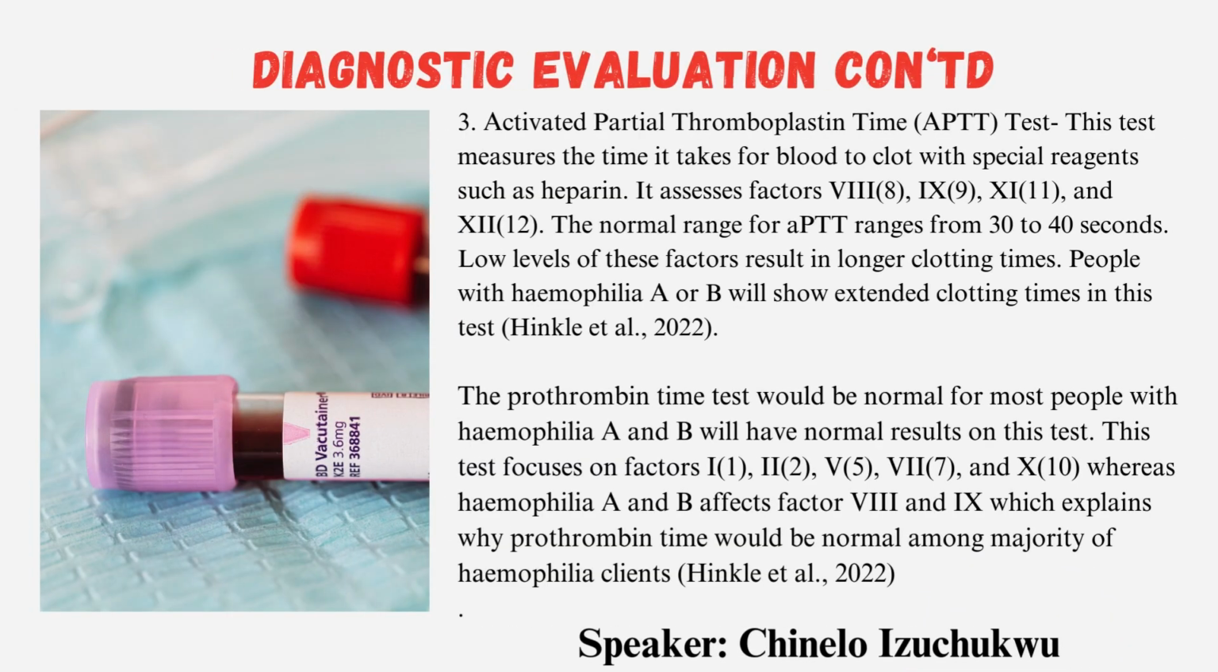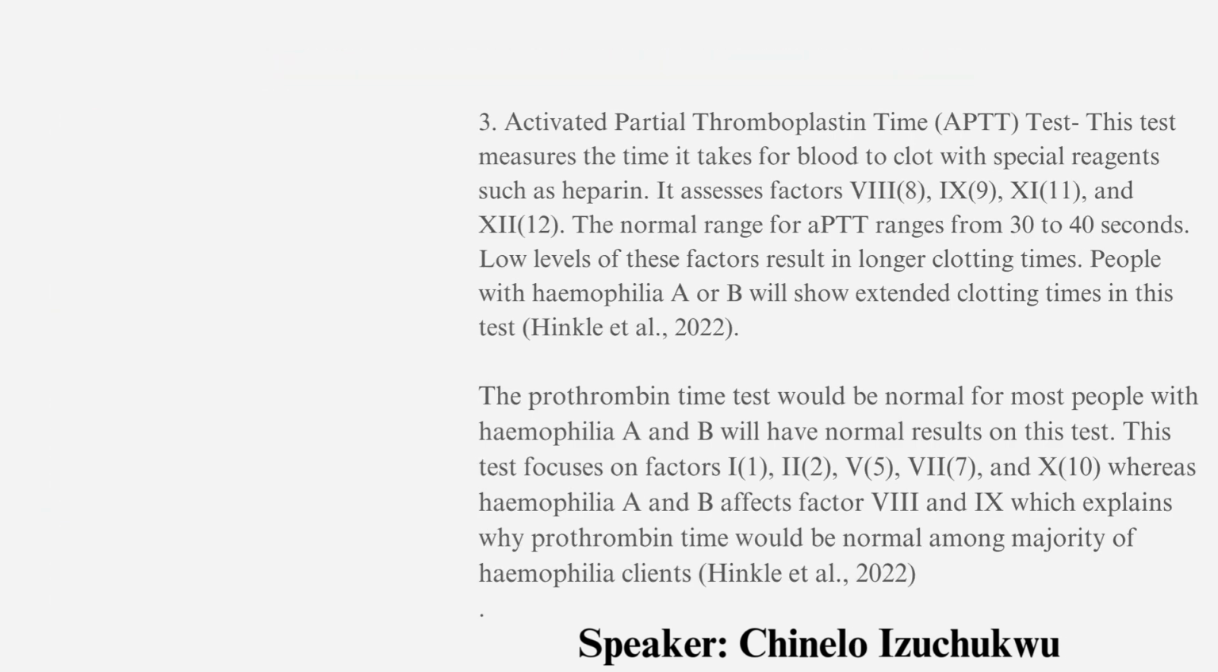Third, activated partial thromboplastin time test, which measures the time it takes for the blood to clot with special reagents like heparin. It assesses factors 8, 9, 11, and 12. The normal range for this test is 30 to 40 seconds. Low levels of these factors result in longer clotting times. Hence, people with hemophilia A or B will experience extended clotting times in this test.